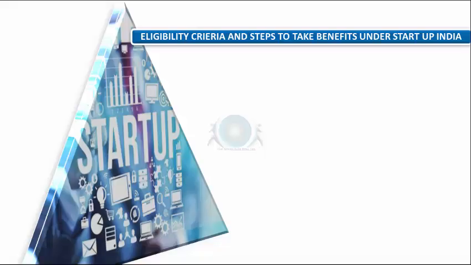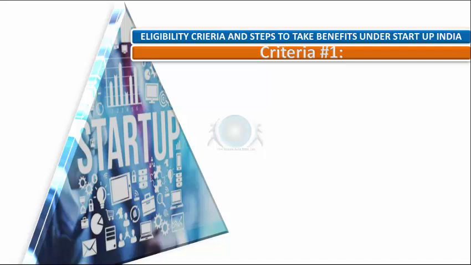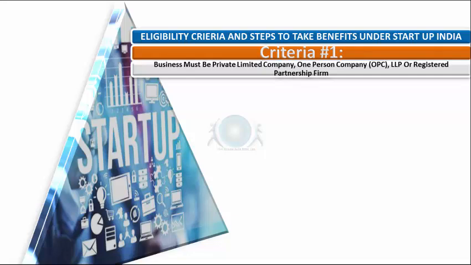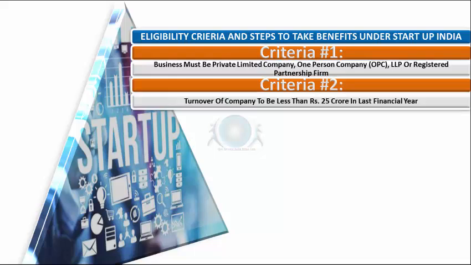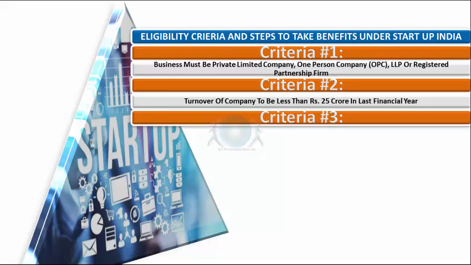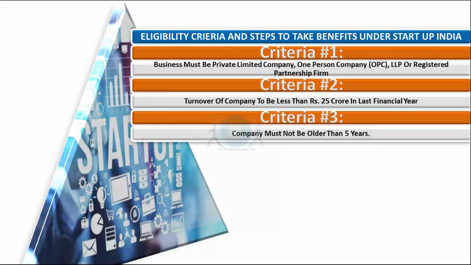Though we talked about the eligibility criteria of startup companies, we will summarize the same thing again. The exemptions and benefits under the startup initiative can be enjoyed by the startups who fulfill the 6 specific eligibility criteria. Criteria 1 is the business must be a private limited company or a one-person company or an LLP or a registered partnership firm. Criteria 2 is the turnover of the company must be less than 25 crore rupees in the last financial year. Criteria 3, the company must not be older than 5 years.